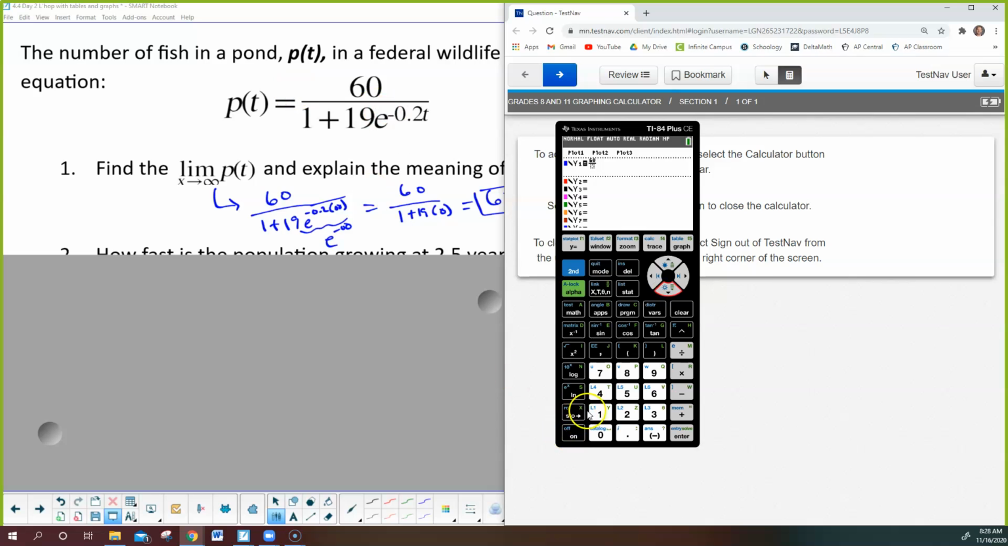So then I'm just going to type in the equation. And I am making a small assumption that from pre-calculus, you guys know where the E button is. If not, it's second ln.